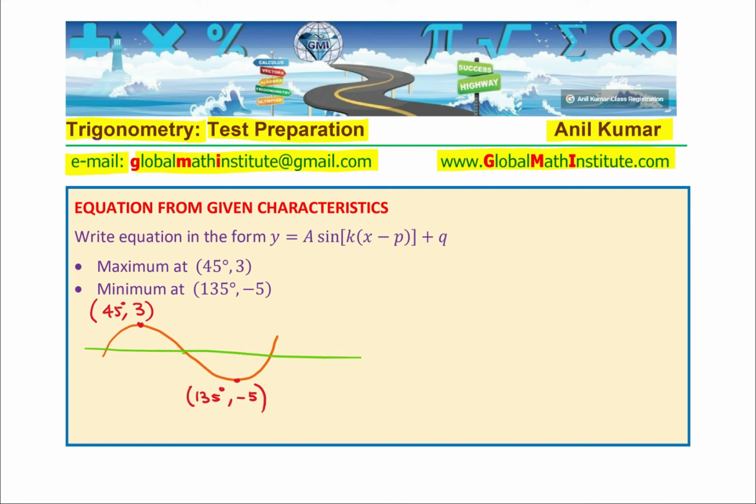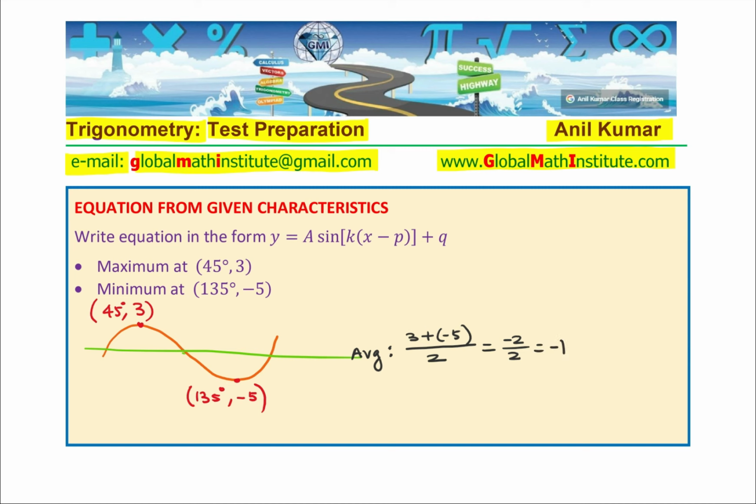How do I find the value of the axis? As you can see very clearly, it is the average value, right in the middle. So how do you find a middle point? Add the y values, divide by 2. So we do 3 plus minus 5 divided by 2. And this gives you 3 minus 5, which is minus 2, over 2, or just minus 1.